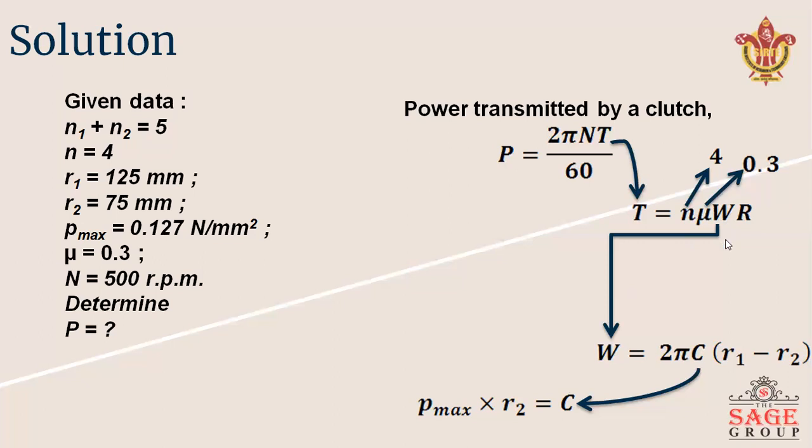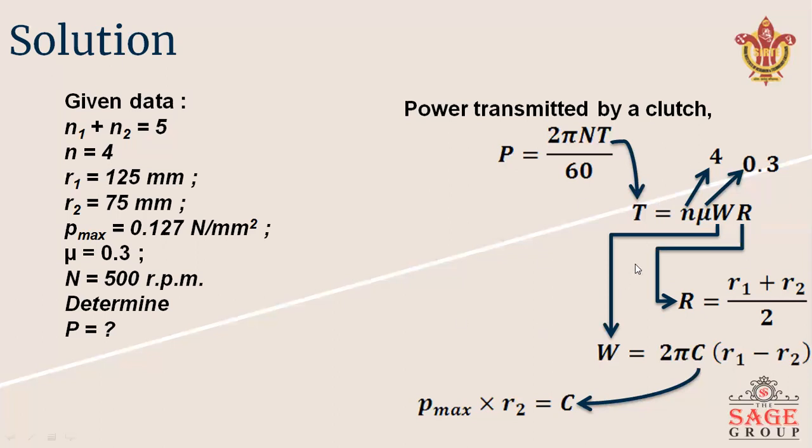Now we have to calculate the value of capital R. This is the mean radius. In case of uniform wear theory, the mean radius is equal to R1 plus R2 divided by 2. So we have the values of R1 and R2, so we can easily calculate the value of capital R and substitute it in the equation for torque transmitted by the clutch. And now we have the value of torque transmitted by the clutch.